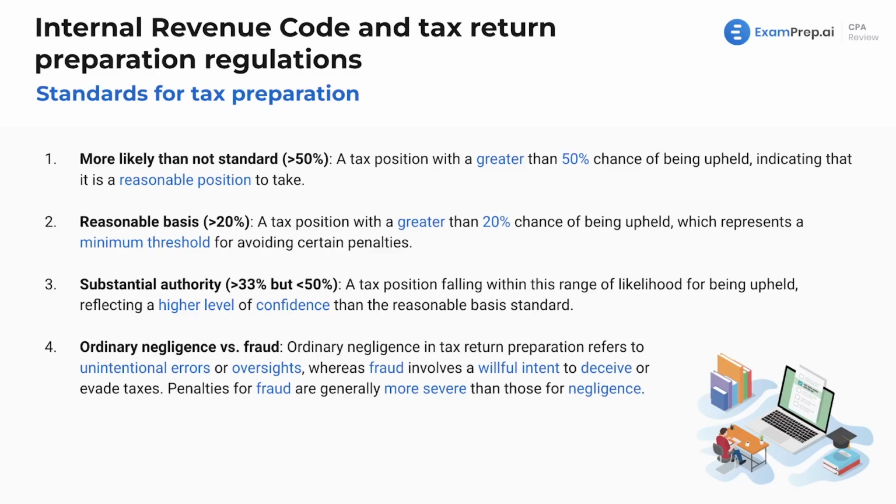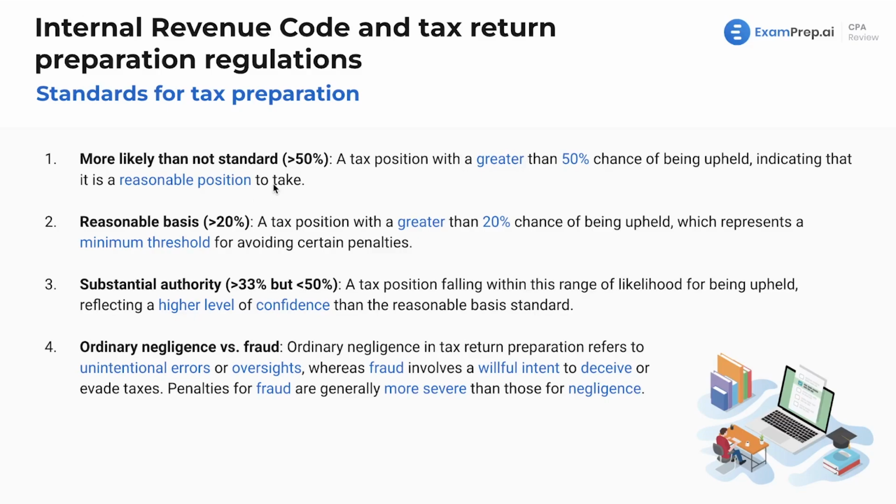As a tax preparer, you could have an idea, and it could fall into 3 different categories. So you could say, is it more likely than not? Well, if you are telling someone that they should take a deduction that you know every single person takes and that you're pretty sure about, well, that would be a tax position with a greater than 50% chance of being upheld, indicating that it's a reasonable position to take.